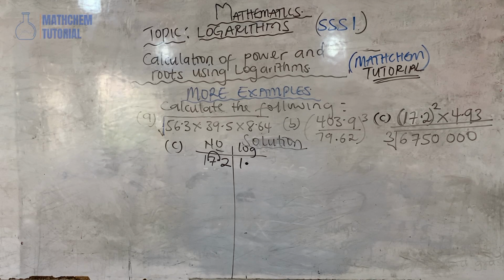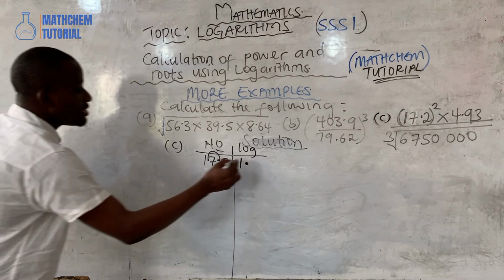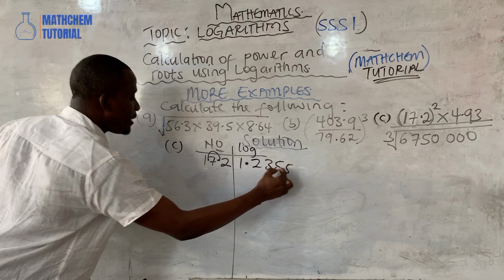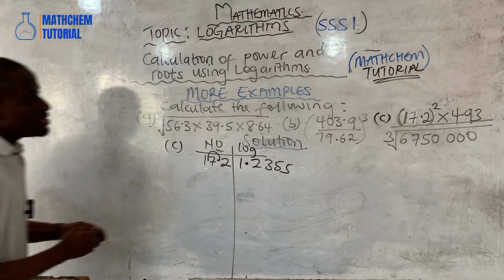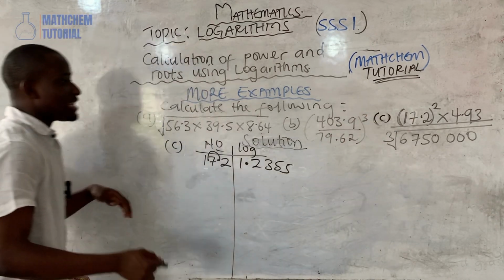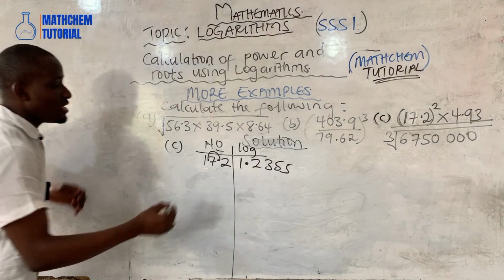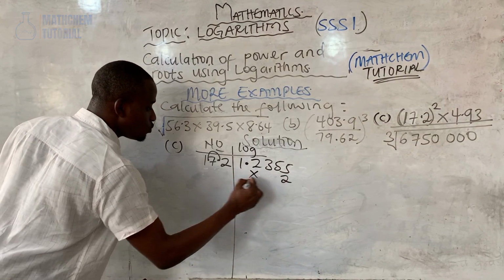2355. 17 under 2 is 2355. So I will come here and write 2355. Then, following this rule of this square, whenever it has power, what do you do? You multiply. So let's multiply this value by 2.